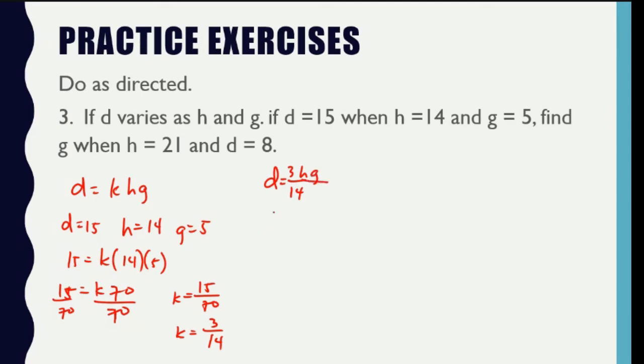So we will now solve for G when H is equal to 21 and D is equal to 8. So D is equal to 3 times 21 times G all over 14. D is 8. So I will just substitute.